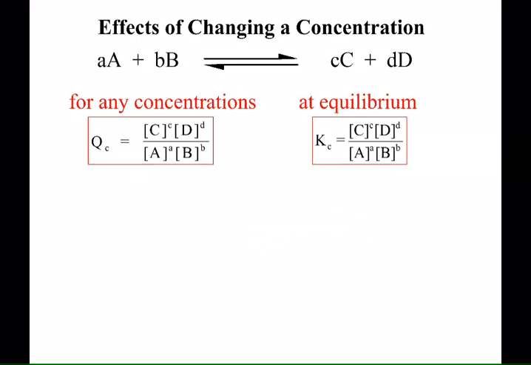Speaking of Kcs, these are your Kc expression, the equilibrium constant expression. Of course Qc takes the same form, but Qc is a snapshot. Qc is a reaction quotient, not necessarily at equilibrium. So let's pick on changing the concentration, just like we said, adding more gals to the left side.